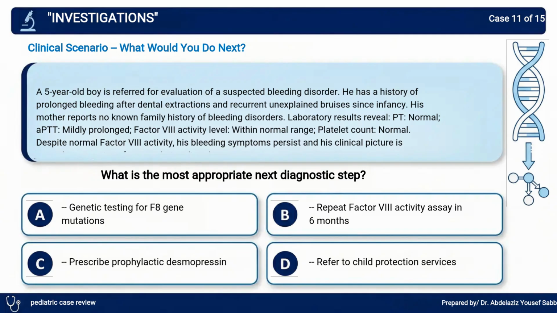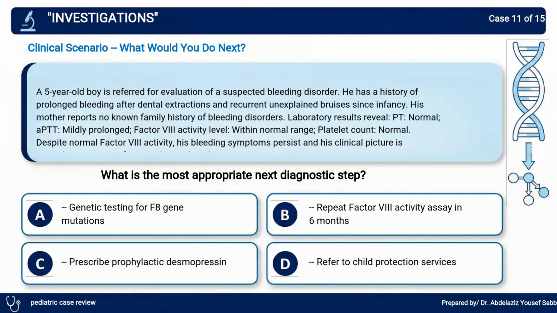Case 11. A 5-year-old boy is referred for evaluation of a suspected bleeding disorder. He has a history of prolonged bleeding after dental extractions and recurrent unexplained bruises since infancy. His mother reports no known family history of bleeding disorders.